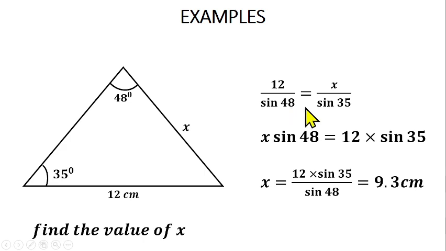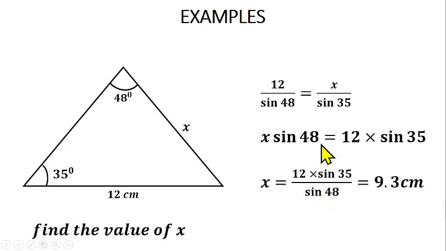Do we understand that now? So from there, our aim is to find x. What can we do? We can cross multiply. If you cross multiply, x will multiply sine 48. So we have x sine 48 equals 12 times sine 35. From there, our aim is to find x, so we can divide both sides by sine 48. If I divide this one by sine 48, we have x left. Then divide this one also by sine 48. So we have 12 times sine 35 over sine 48.